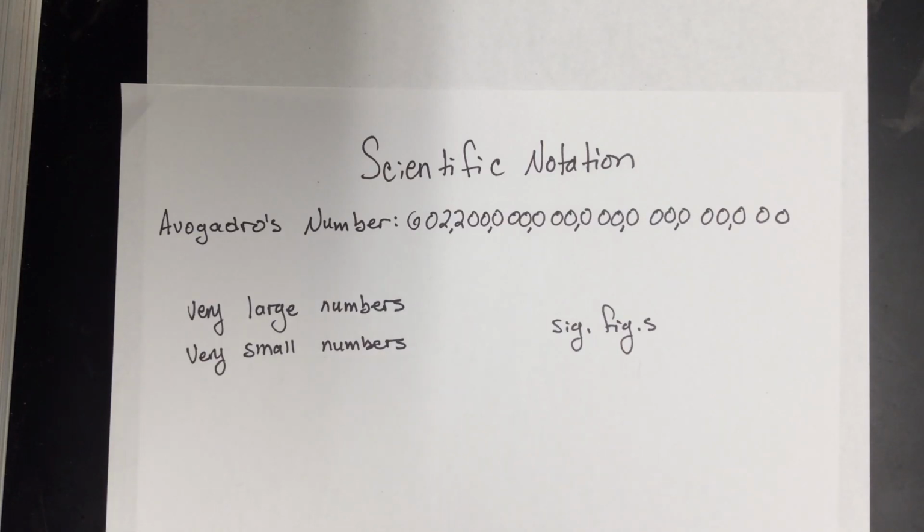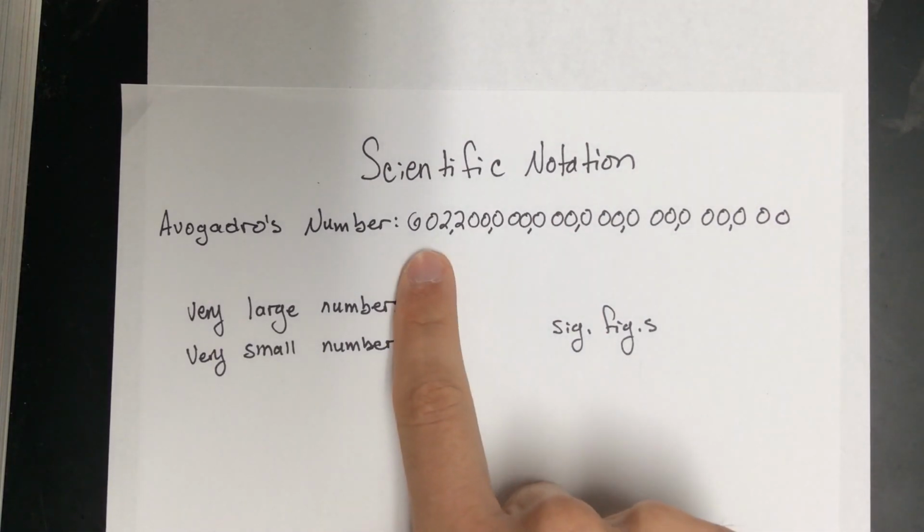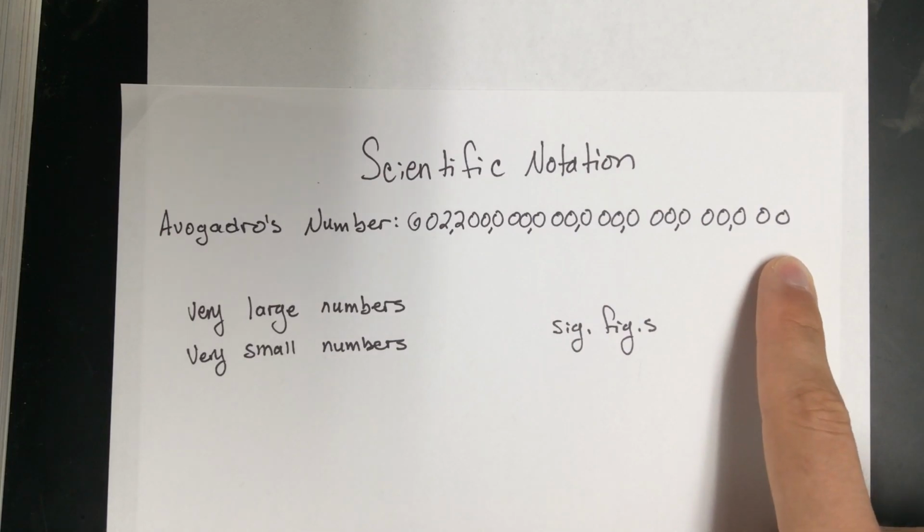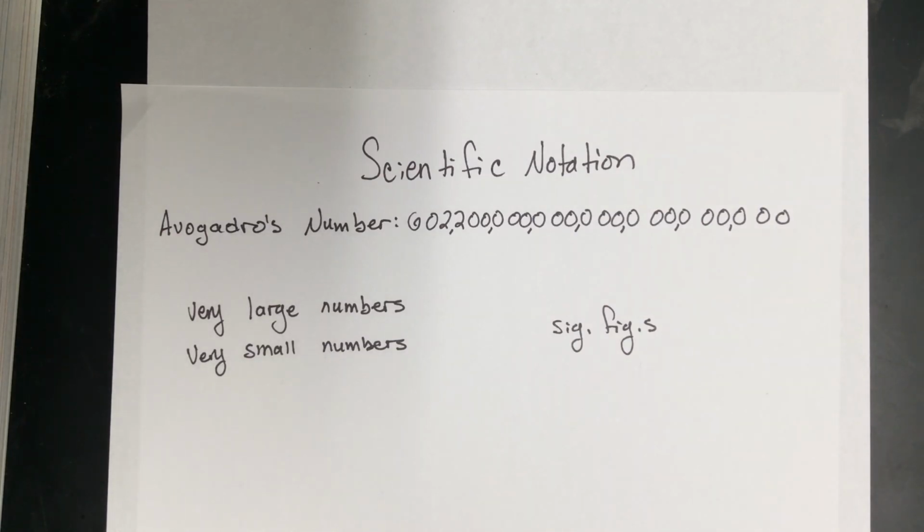Good morning, everyone. Today we're going to talk about scientific notation. In science, we come across both very large and very small numbers. Avogadro's number is an example. As you can see, it is so large that writing it as part of our work on a problem would be difficult, just for space reasons.